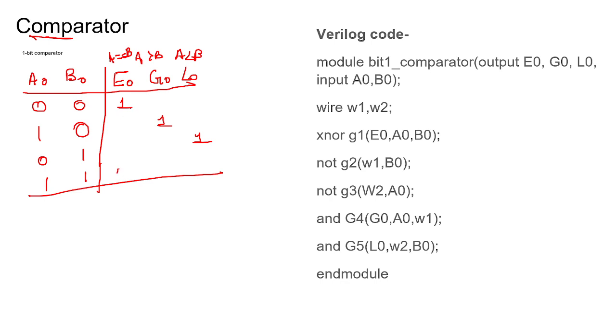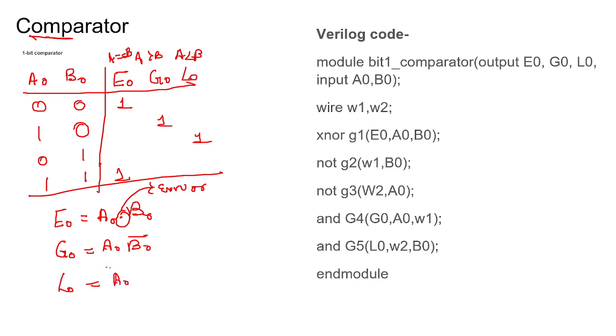and this one will be 1. So I will get 1 when both are 0 or both are 1. So E0 equation will be the exclusive NOR gate of A0 and B0, XNOR. And then G0 will be A0, B0 bar, and L0 will be A0 bar, B0. Are the equations fine?